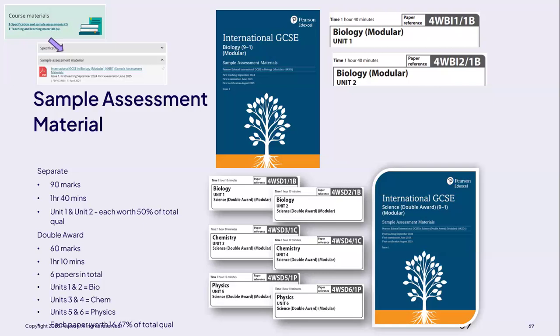For straightforward biology, each paper is 90 marks, 1 hour 40 minutes, and it's Unit 1 and Unit 2. For the double award, each paper is 60 marks and it's 1 hour 10 minutes. And then there are 2 biology papers, 2 chemistry and 2 physics.